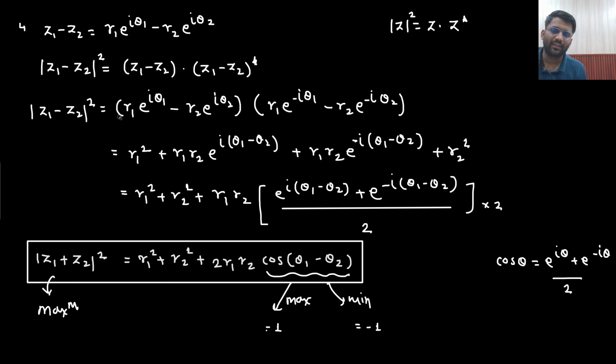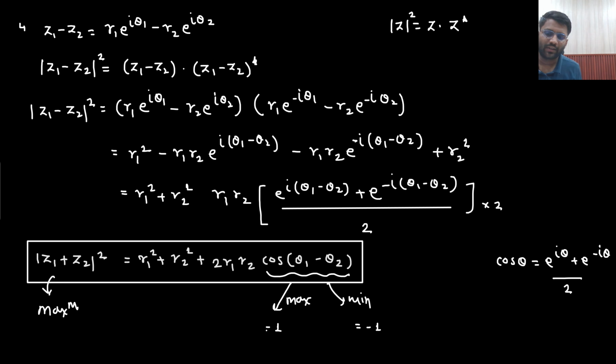This will become r1 square, this will become r2 square only. Now the point is that r1 e to the power iota theta 1 will be multiplied with minus r2 e to the power minus iota theta 2. So here a negative sign will come, and here also a negative sign will come. Now I will take the negative sign outside.